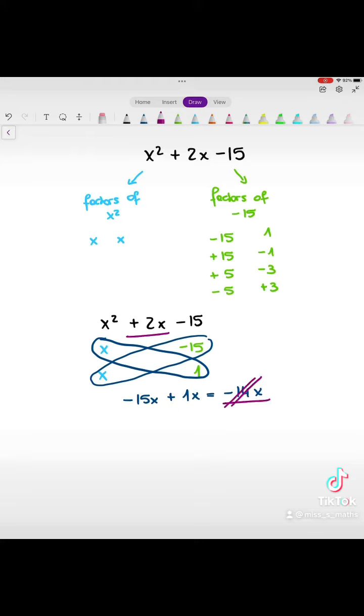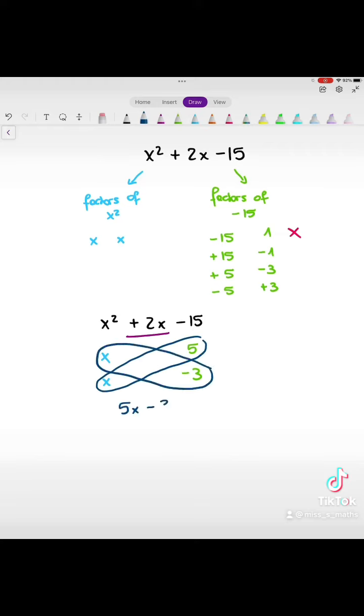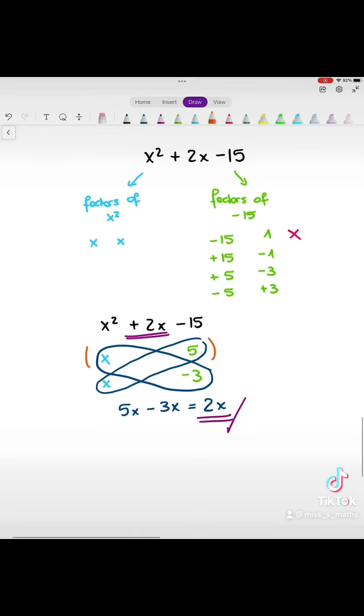So we're going to write our x's under the x squared and the factors of minus 15 under the minus 15, and then we cross multiply and add the results up. Now, the first one that I tried, minus 15 and 1, did not work out, it was the wrong value, so I try another pair, 5 and minus 3, and this time it actually works out.